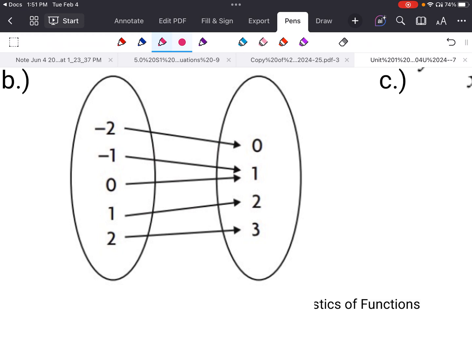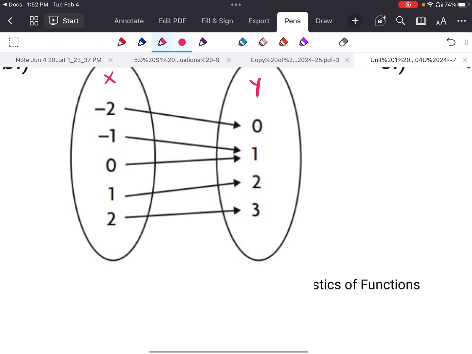Okay, in the mind map, we have 5 inputs and 4 outputs, but each of the inputs, so the x values, only has one arrow coming out of it, so it only has one solution. That makes it a function. So even though 2 arrows both have an input of +1, it doesn't matter. All of the inputs could have the same output. You just can't have 2 outputs for each input.